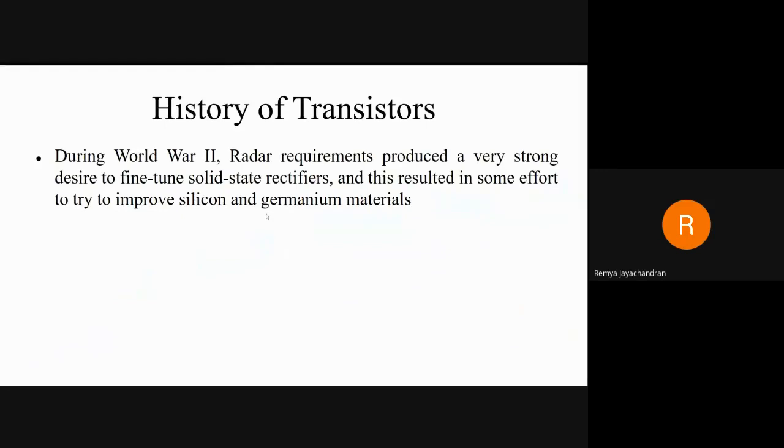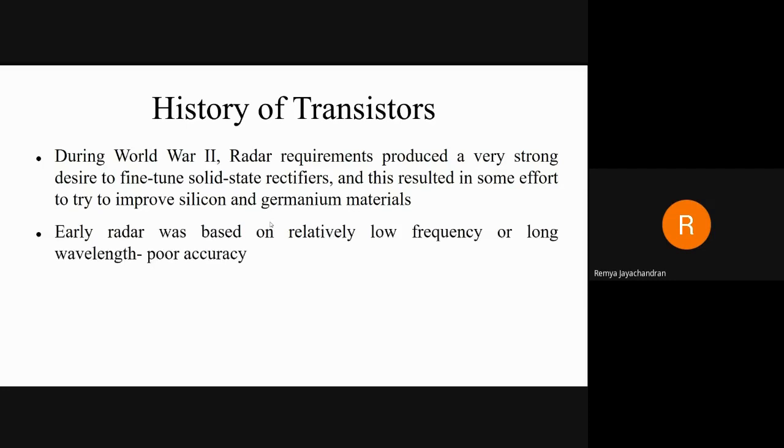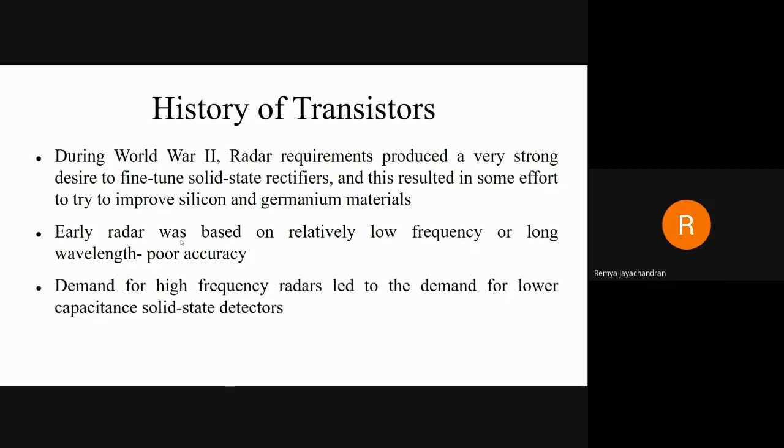So what is the driving force for this? The invention of the transistor. During the Second World War, the radar requirements produced a very strong desire to fine-tune solid-state rectifiers, and this resulted in some effort to try to improve the silicon and germanium materials. At that time, the radar was based on relatively low frequency or long wavelength that resulted in poor accuracy. So the demand for high frequency radars led to the demand for lower capacitance solid state detectors.